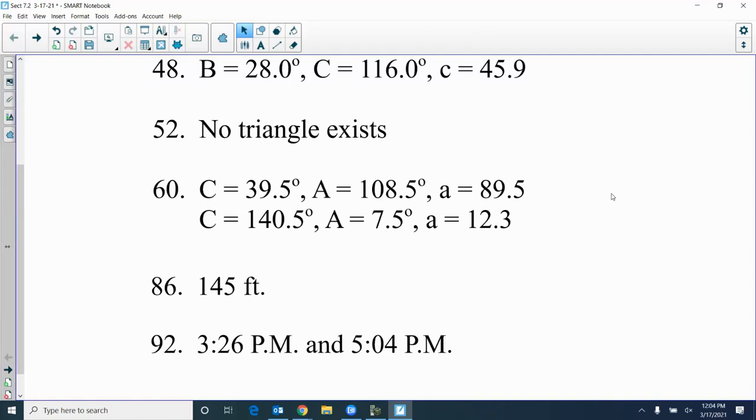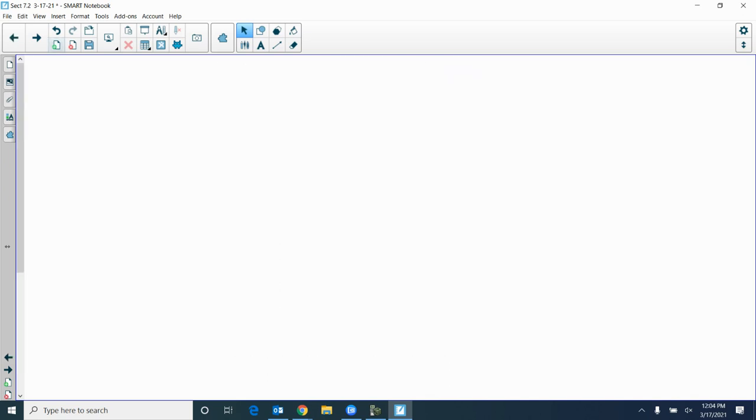Fine, I'm going to talk about 86. At least set it up. Talk about 92 here. So for 86, I'm looking at the picture, and what do we got over here on the right? We got this big tower.